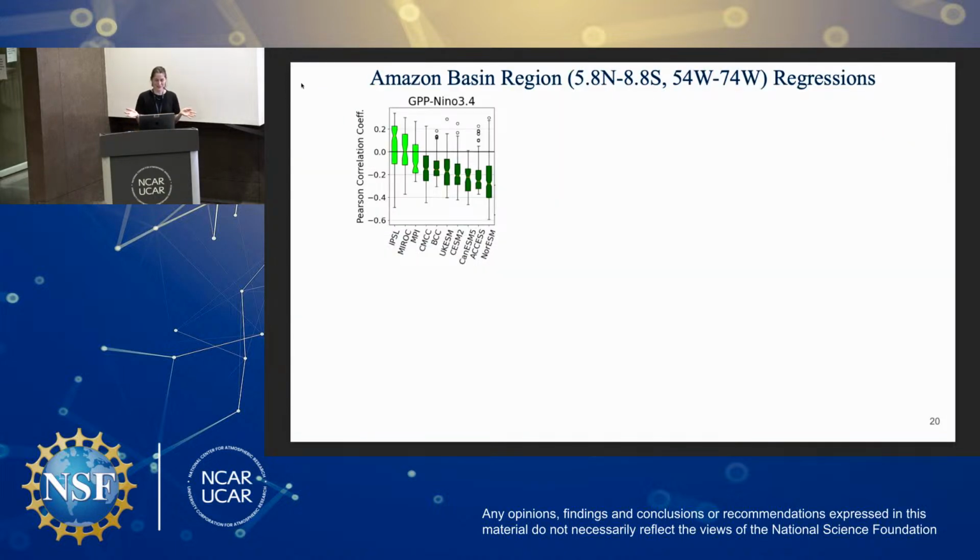So here's more of an easy way to look at that. I focused on this Amazon basin region because all of the models are showing these statistically significant relationships, and also because it represents a large amount of GPP flux. So here we're looking at just the correlation coefficients broken out by model from our GPP Nino 3-4 regression. I ordered it from greatest to least so it's easy to look at, and then our outlier models of IPSL, MIROC, and MPI are shown in the lighter green on the left.